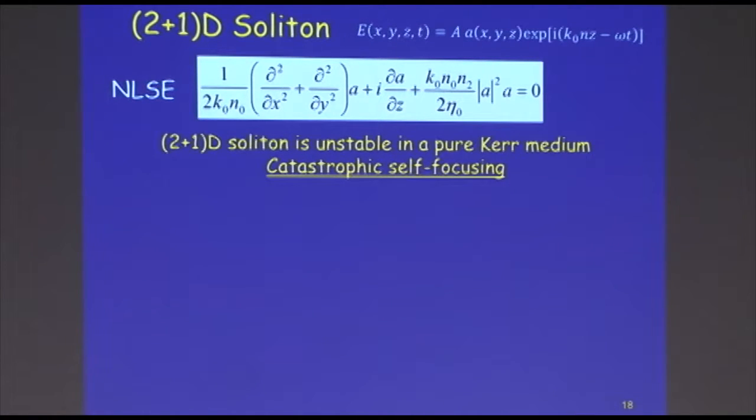Then you see that you cannot compensate diffraction and self-focusing. So it means that, for example, suppose that the laser intensity fluctuates a little bit, increases a little bit, so the self-focusing dominates the diffraction. And so the intensity can be very strong, and the beam is focused in such a way that you may destroy, for example, your medium. And that's called catastrophic self-focusing.